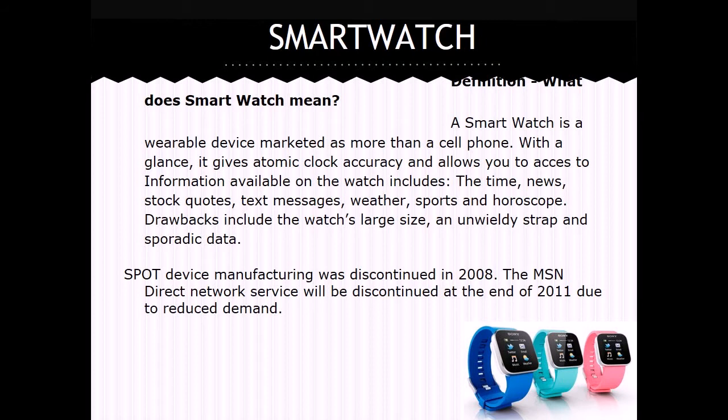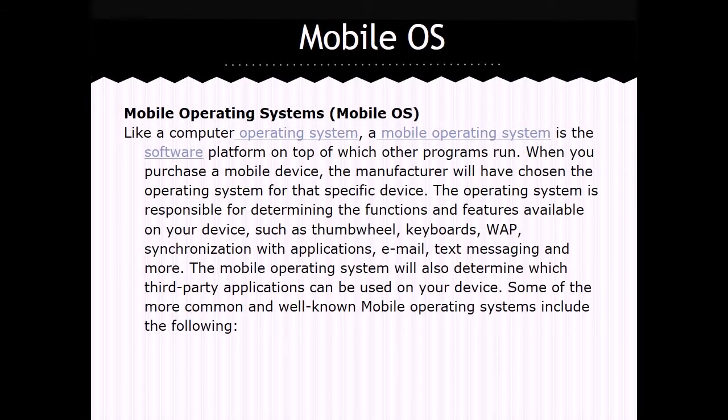Definition: what does smartwatch mean? A smartwatch is a wearable device marketed as more than a cell phone. Mobile operating systems, mobile OS. Like a computer operating system, a mobile operating system is the software platform on top of which other programs run.